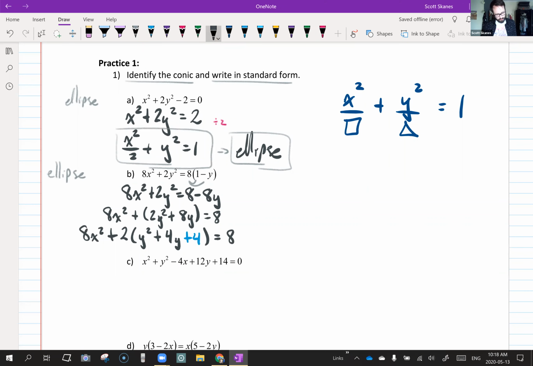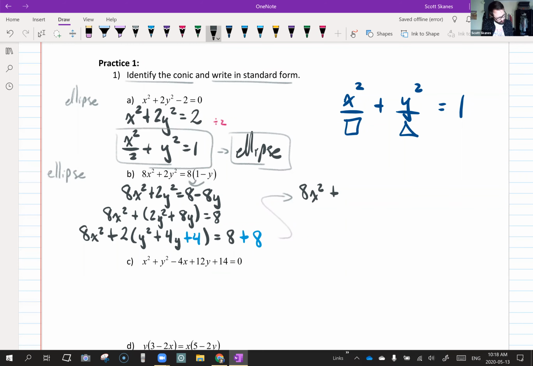That gives me 8. And add what? 2 times 4 is 8, so that should be plus 8. Okay, 8x squared. Wait a second. I'm just looking at my notes here. Oh yeah, okay. I think we're on track.